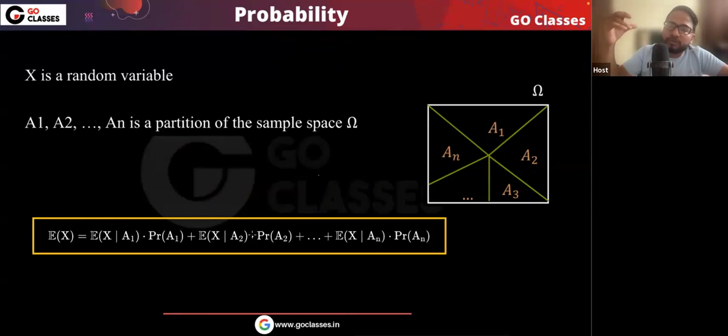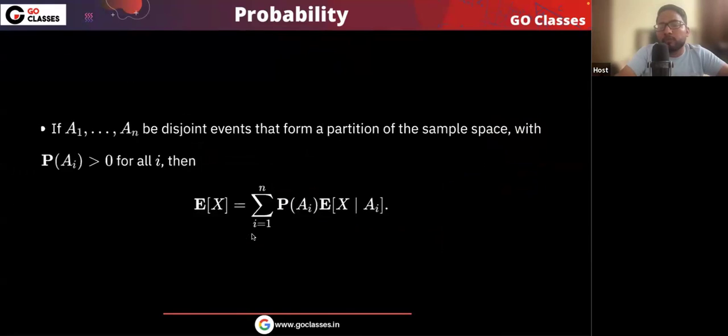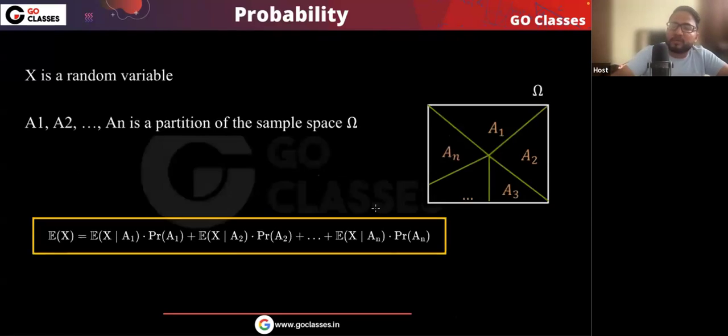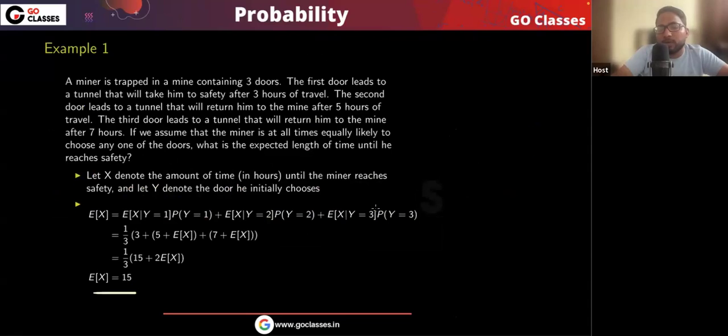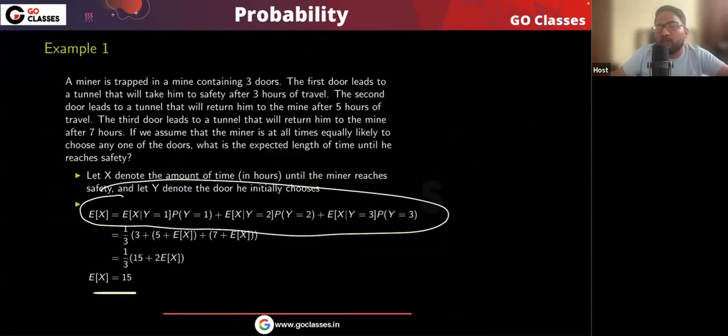Module one was common for GATE DA and GATE CSE. So that's why we have not gone into much further detail, but in module two we will see it more formally. See here what I'm trying to say. If these are disjoint events that form a partition with, let's suppose, probability greater than zero, then you divide into n partitions, and the expectation of x will be probability of a1 into expectation of x given a1, plus probability of a2 into expectation of x given a2, like that. So we have already solved these kinds of questions, but now we are defining it more formally, right?